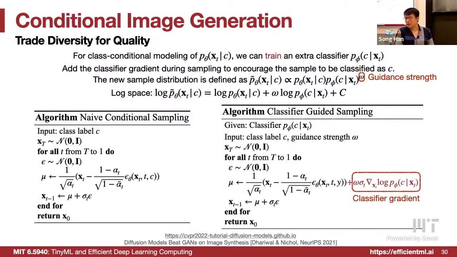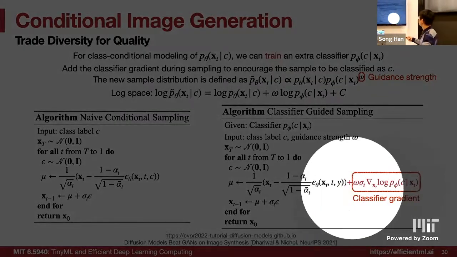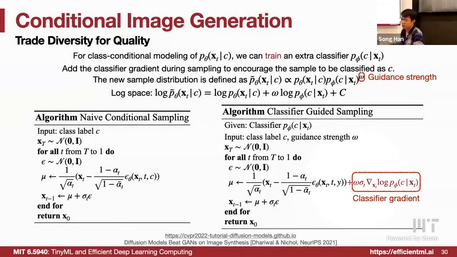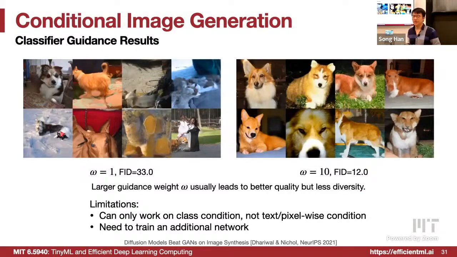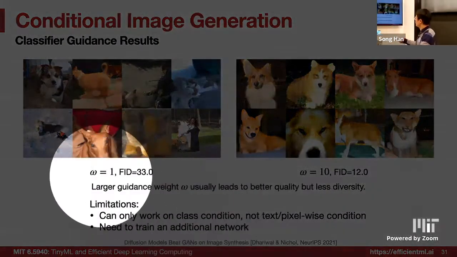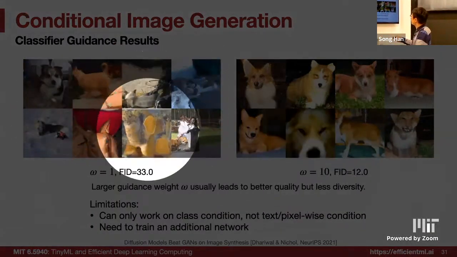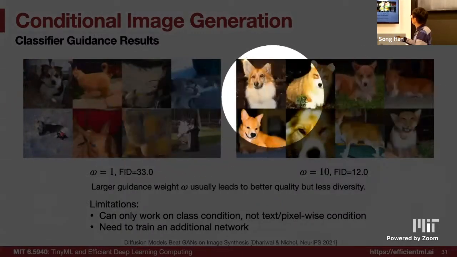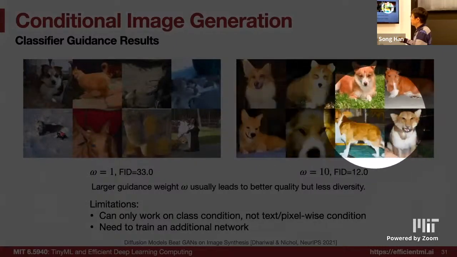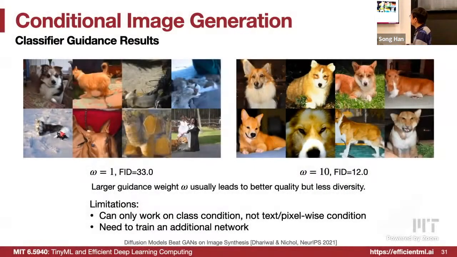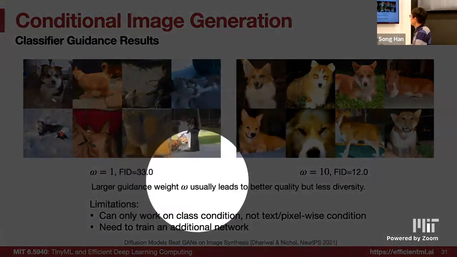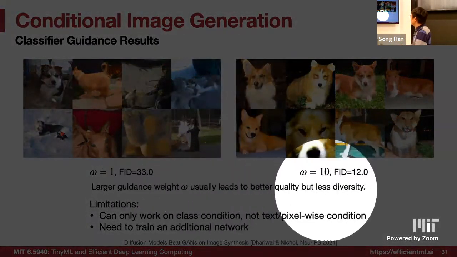So this is the classifier gradient, and the strength is controlled by this guidance strength. So that's the classifier guided sampling. This is comparing a small omega versus a larger omega. With a very small omega, the generated image is sometimes confusing. It is not a dog, but on the right-hand side, the fidelity is much better. So a larger guidance w leads to better quality, but less diversity.